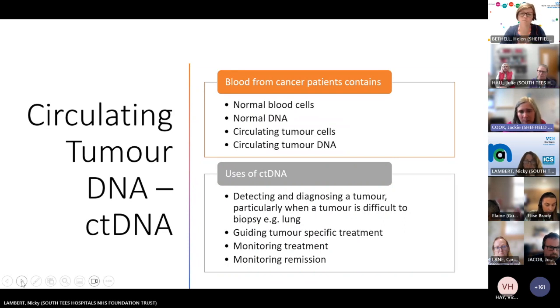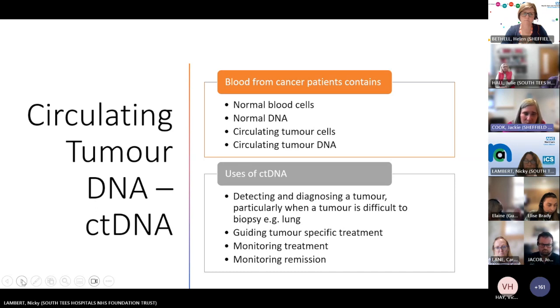So if you look at the blood from cancer patients, you will see a number of things. You'll see normal blood cells, as you expect to see. Cells break down and they release their DNA into the blood. So you will also see circulating free DNA from cells as they break down. And in addition, in patients with cancer you'll also see circulating tumour cells that have broken off from the cancer itself. And again, they are releasing DNA into the blood, and this is called circulating tumour DNA, ctDNA.